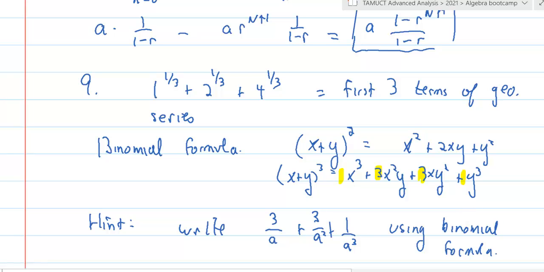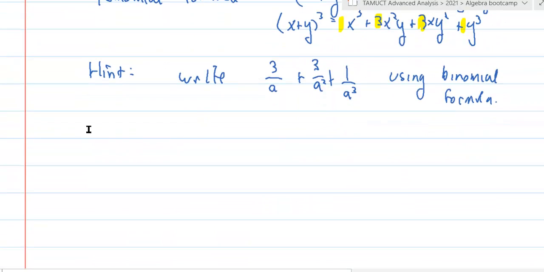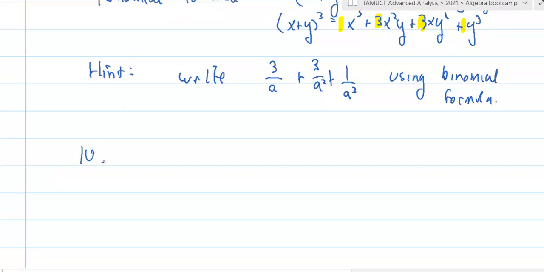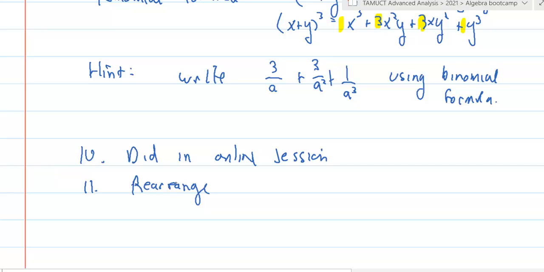Okay, let's move on. Now problem 10, if you go to the sheet and you look at problem 10, I actually did this in the online session. So I think I didn't actually even assign it. Okay. All right, for problem 11, I'll just say rearrange. And I think maybe you'll be able to see there's something that we've seen quite a bit that you'll be able to use. I think I'll leave you with that one.